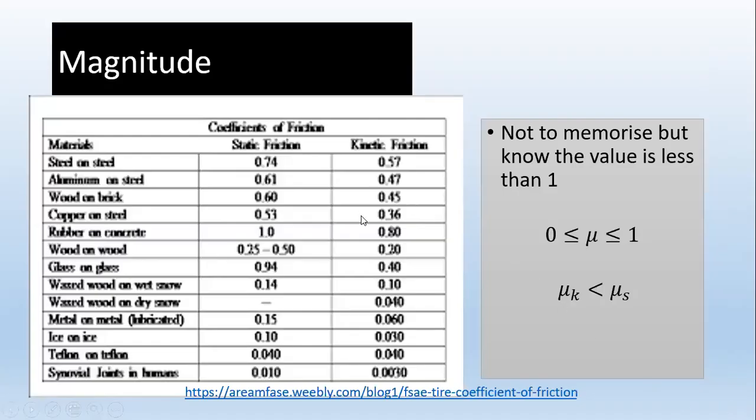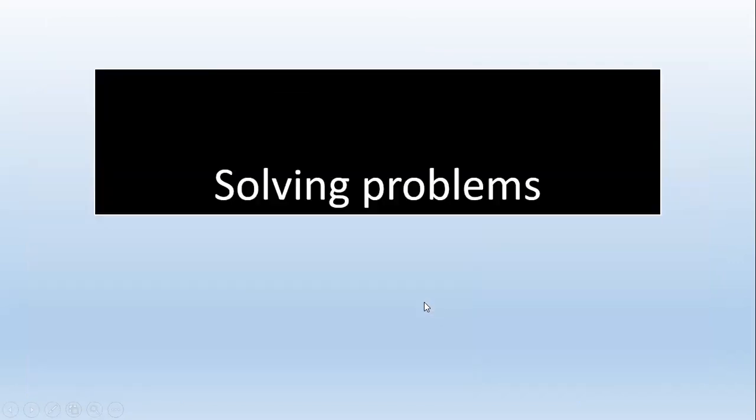Right? These are some of the values. You don't need to memorize them, but know that the value is less than 1. Always remember, if your answer is more than 1, it means some calculation mistake. And your coefficient of kinetic friction is less than the coefficient of static friction. That's all you need to remember. For wood it varies. Ice is very small.